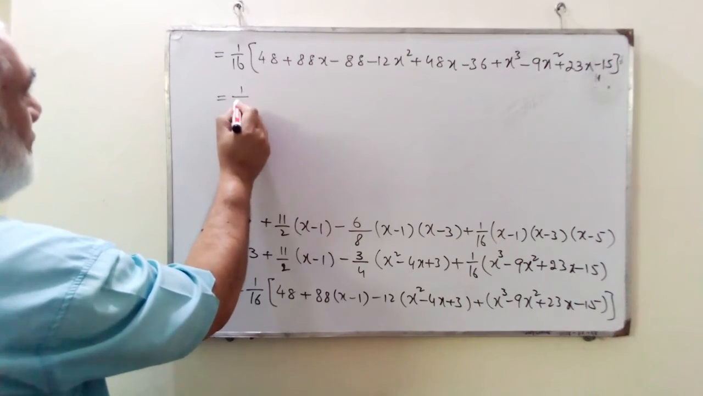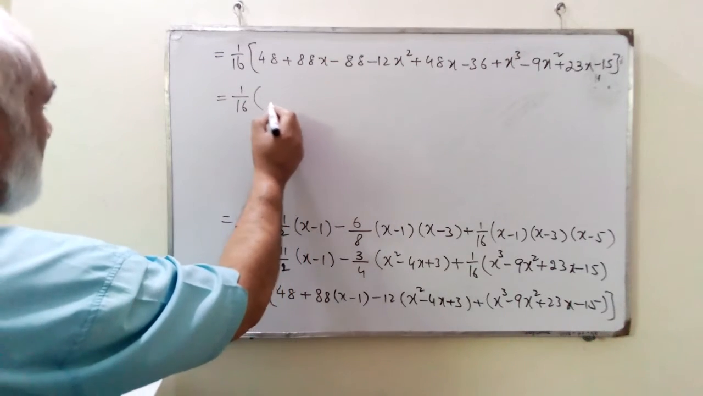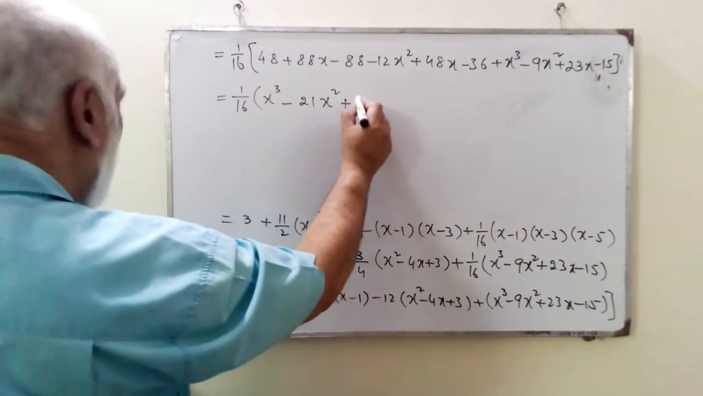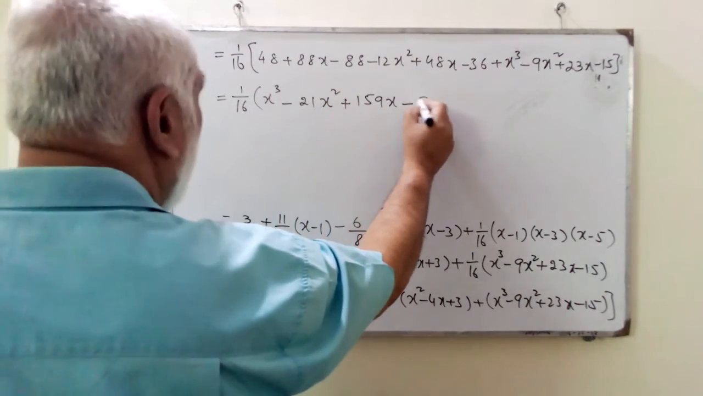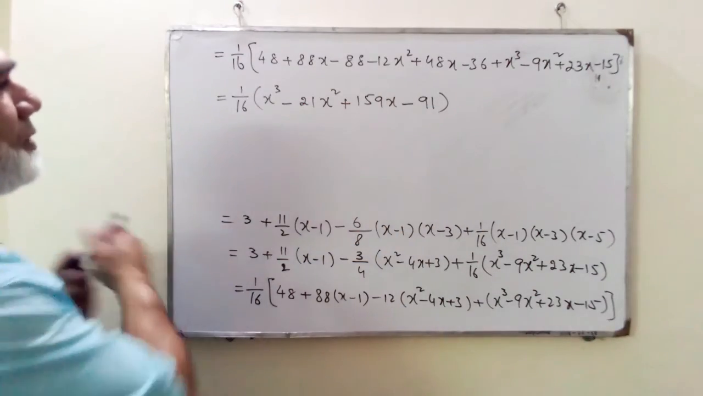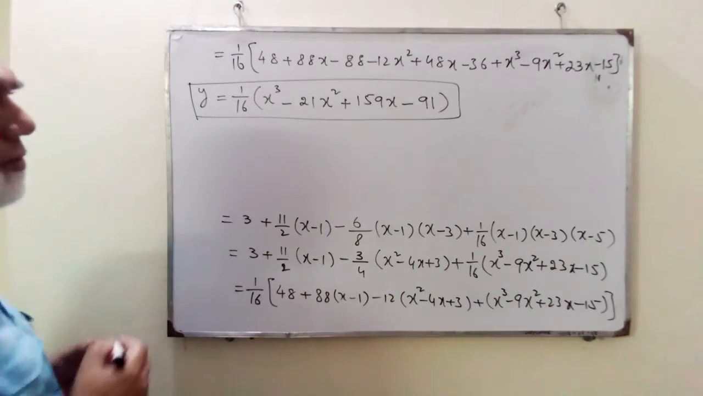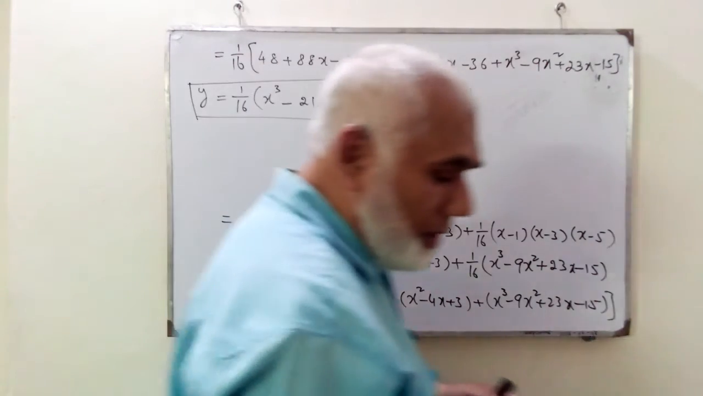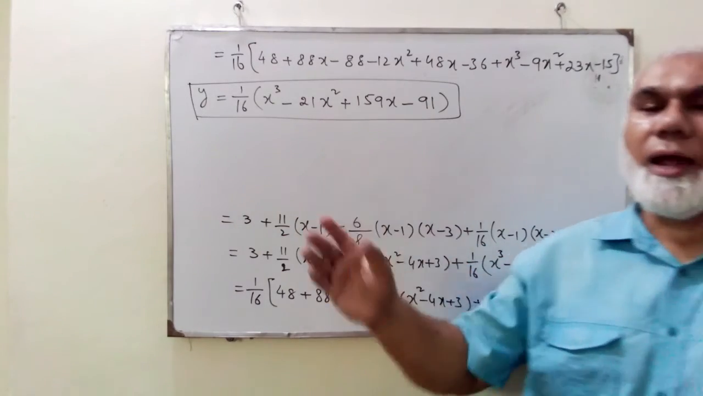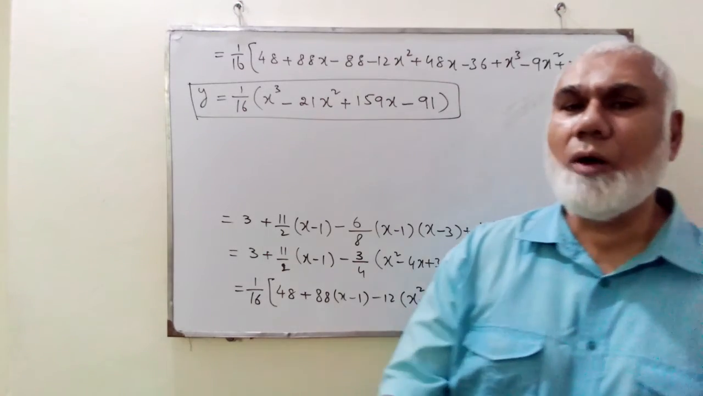We get 1 by 16 outside, and on simplifying all these we get x cube minus 21 times x square plus 159x and 91. So here you can see ultimately we succeed in finding the polynomial which we are basically looking for. So this is the polynomial we get. And now whenever we have a polynomial, then it is much easier to find any value of the data either within the data points or out of the data points.